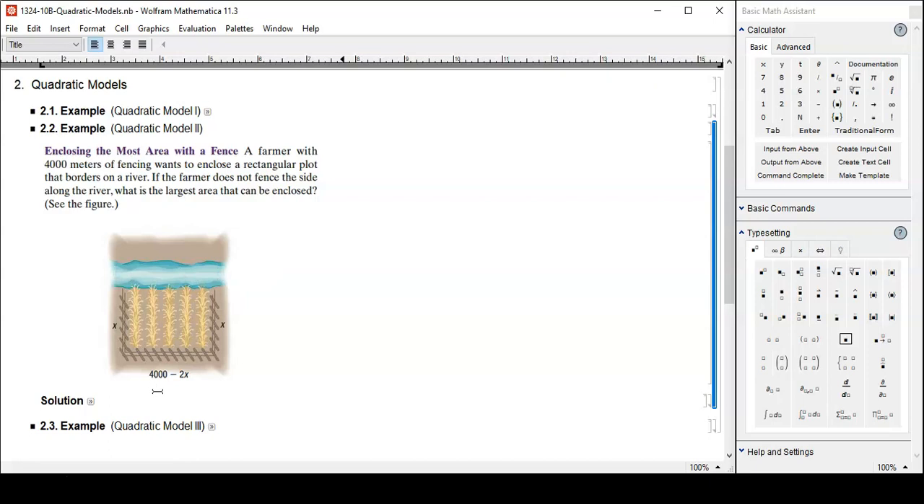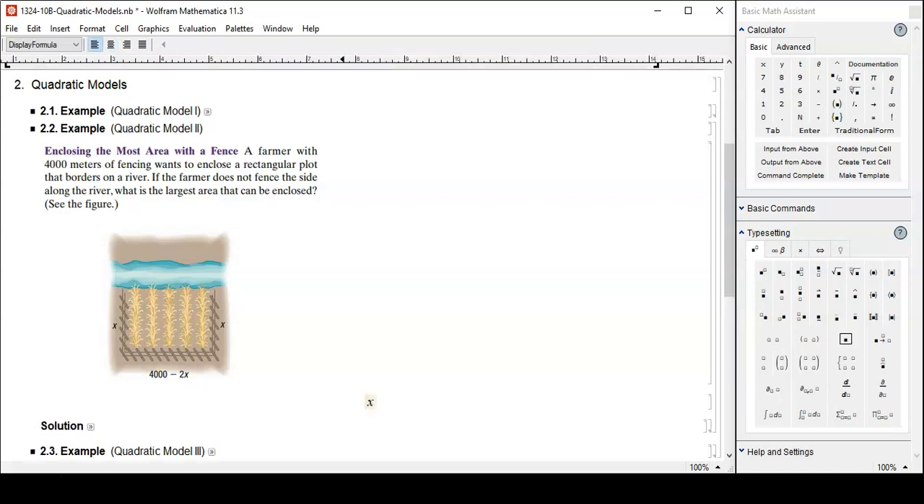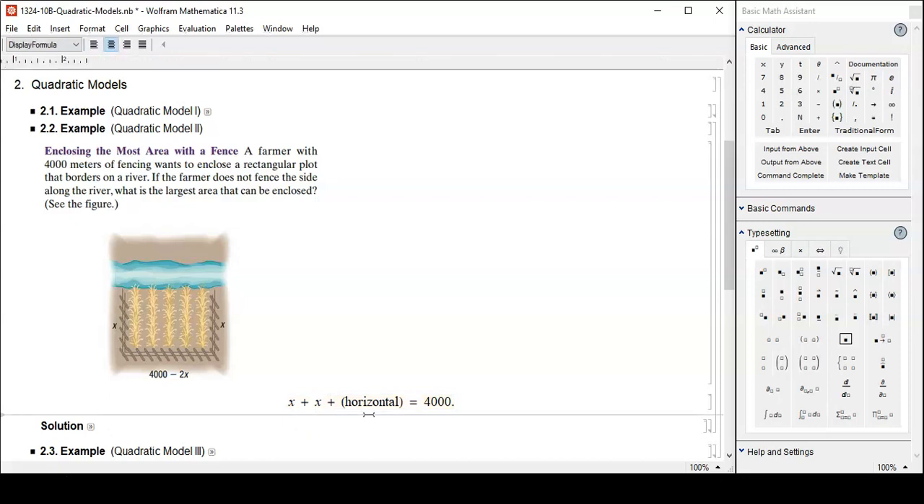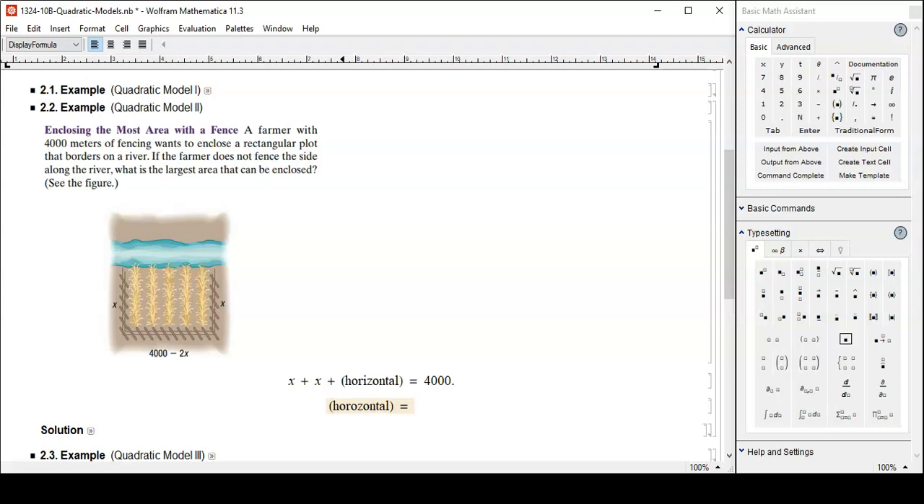You see, the fence materials add up to 4,000 meters. So x vertical and another x vertical, and this horizontal will have to add up to 4,000. You see, x plus another x plus the horizontal have to add up to 4,000 like this, and flip the 2x to the other side, you get 4,000 minus 2x. That's how we got this. Let's see, horizontal, let's say it's width, W, width.